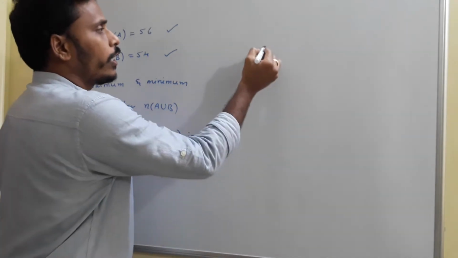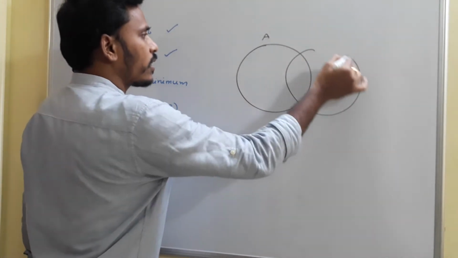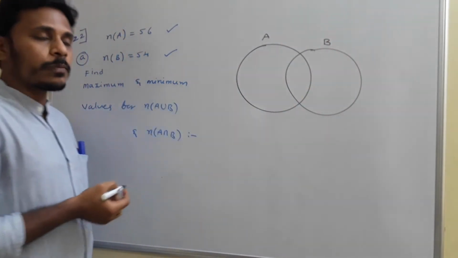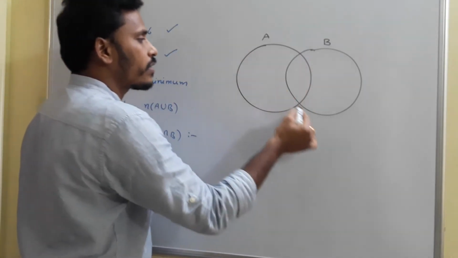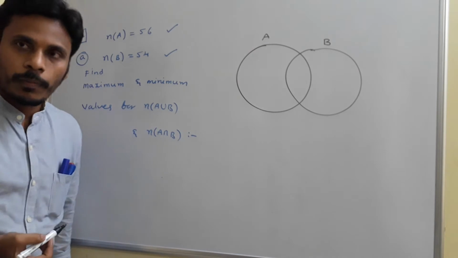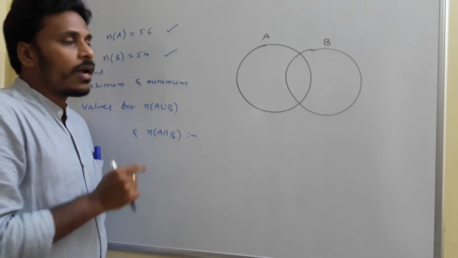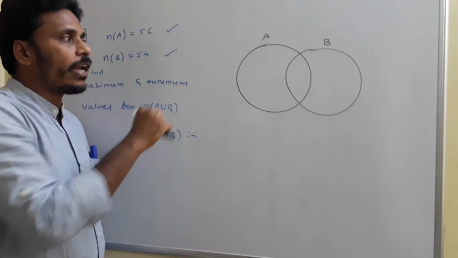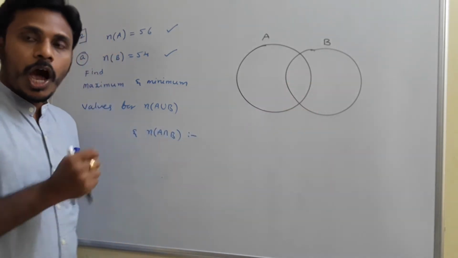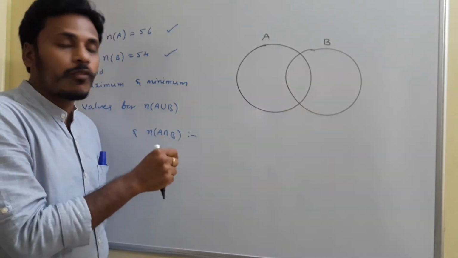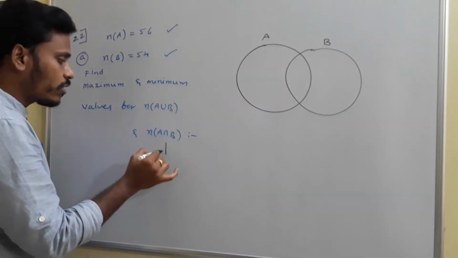That is, you need to take one circle for set A and another circle for set B. As per the information, the first circle contains 56 and the second circle contains 54, and we don't know what n of A intersection B is. That's why we need to take some values in the place of A intersection B. How much value do we need to take in the place of this common region of A and B? Actually we don't know this n of A intersection B.